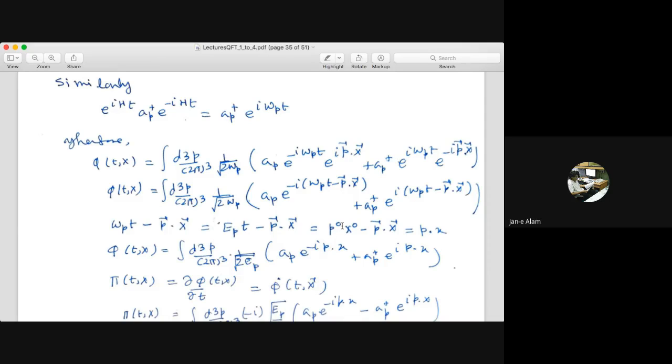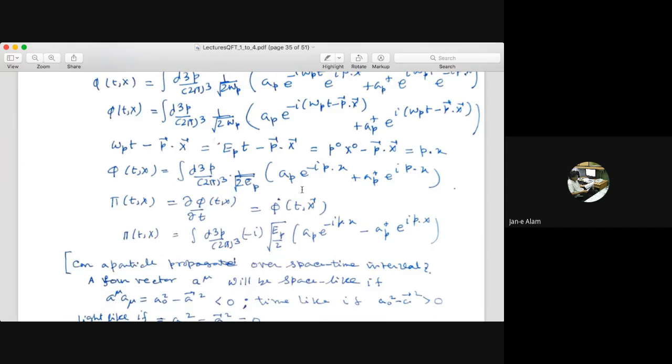And then e to the i p0 x0 minus p dot x, which is simply sometimes written as p dot x. So this whole exponential, I can write phi of t, x as this integral times a_p e to the minus i p dot x plus a_p dagger e to the i p dot x. Now, it is easier to remember that the annihilation operator, which reduces particles from the system, comes with a negative sign, and the creation operator comes with the positive sign. But this p dot x, please remember, is not a 3-vector product, it is a 4-vector product: p0 x0 minus p vector dot x, right?